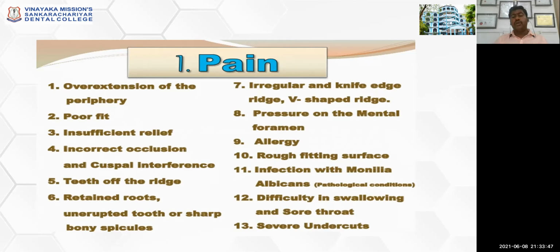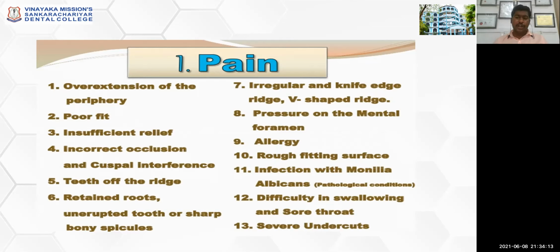Incorrect occlusion and cuspal interference. So you've done something wrong in the teeth setting procedure where you have not followed your glass plate relationship, or there is no articulation, or you might have gone wrong in any of the flasking, packing and dewaxing procedures where there is a slight change in your packing, and that resulted in an improper denture fit. Teeth are off the ridge. You've not placed them properly.